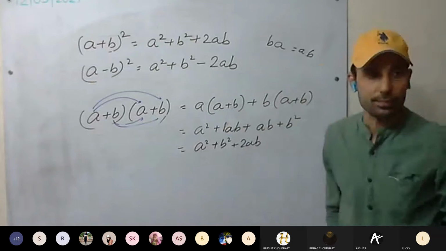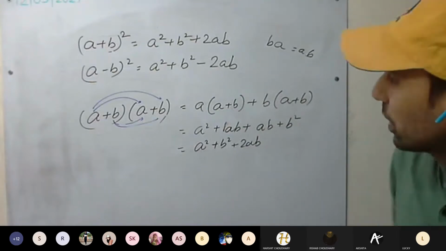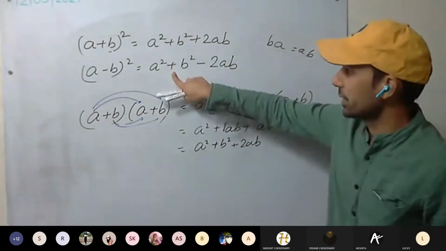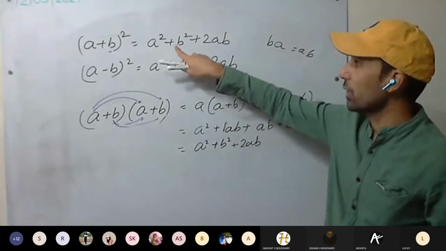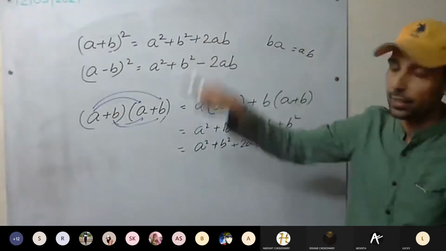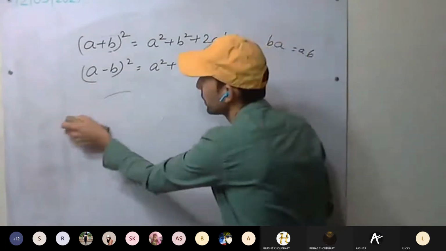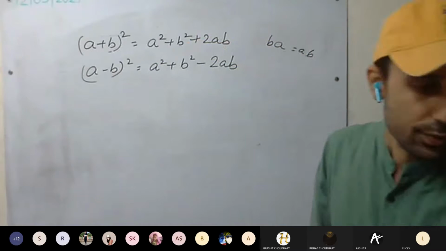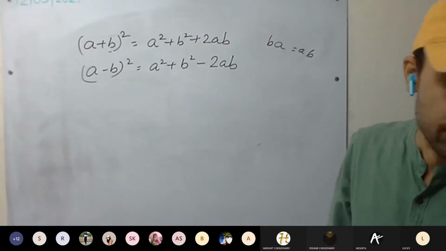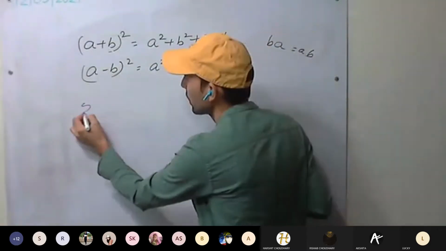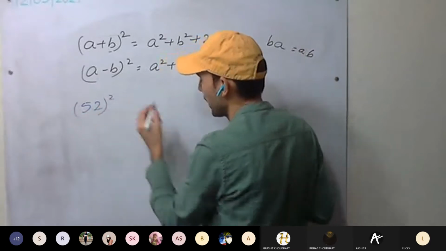Similarly, you can do this one. Okay. So you have to remember these two identities. (a plus b) the whole square equals a square plus b square plus 2ab. Okay, first one I'll be doing, next one you will be doing. Okay. So first is 52 square.